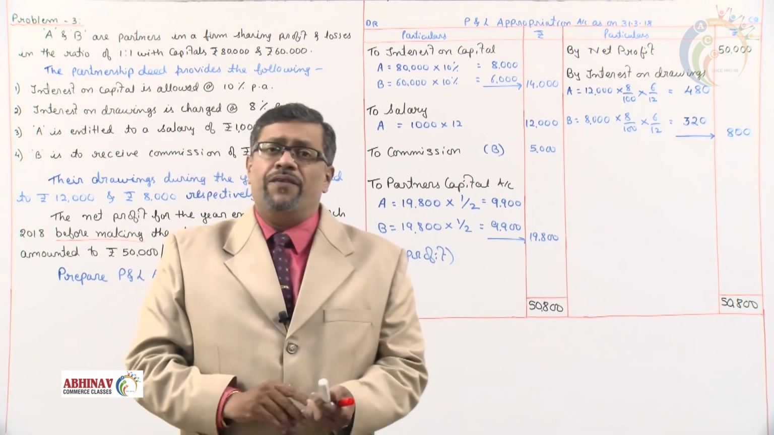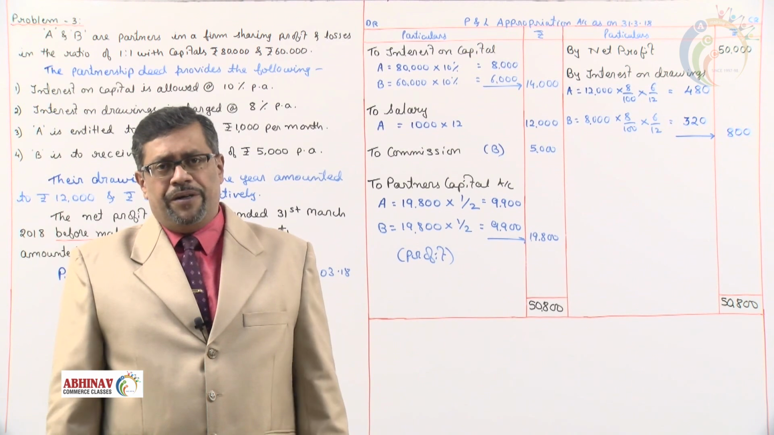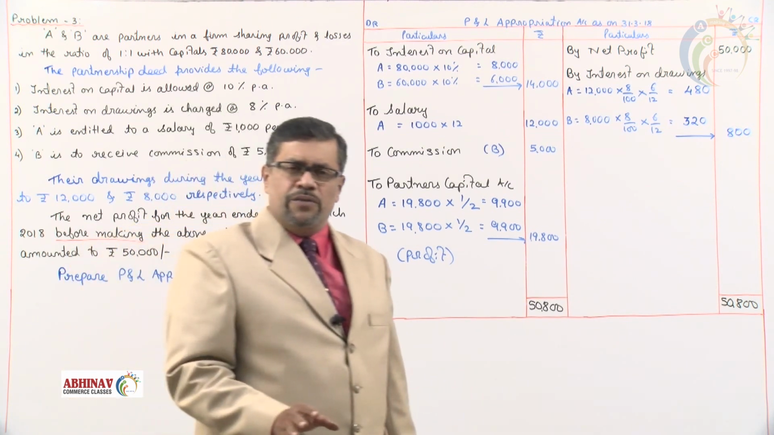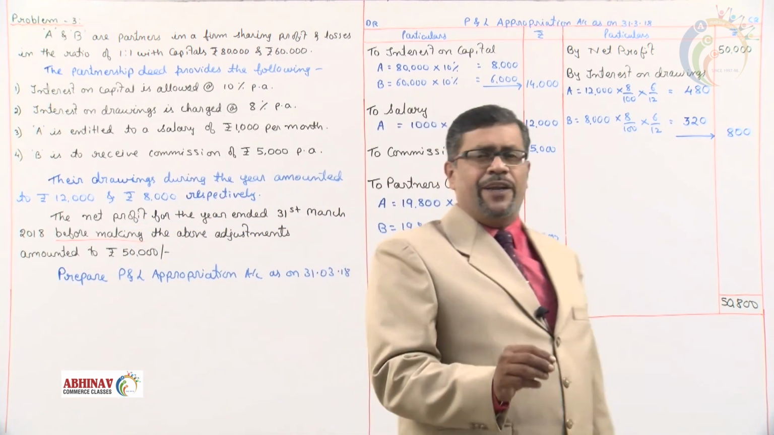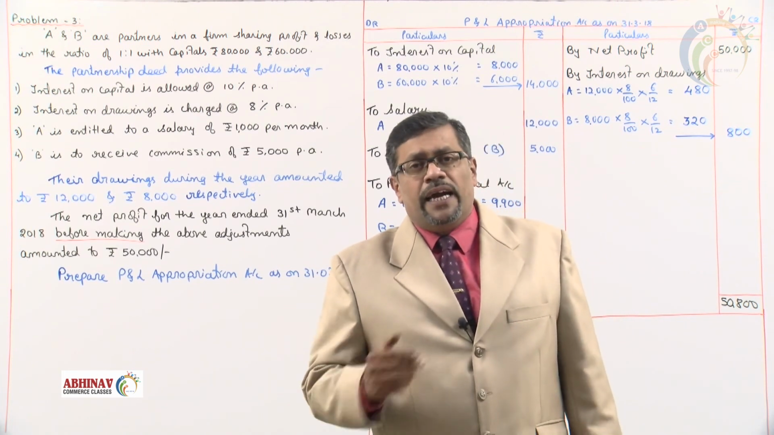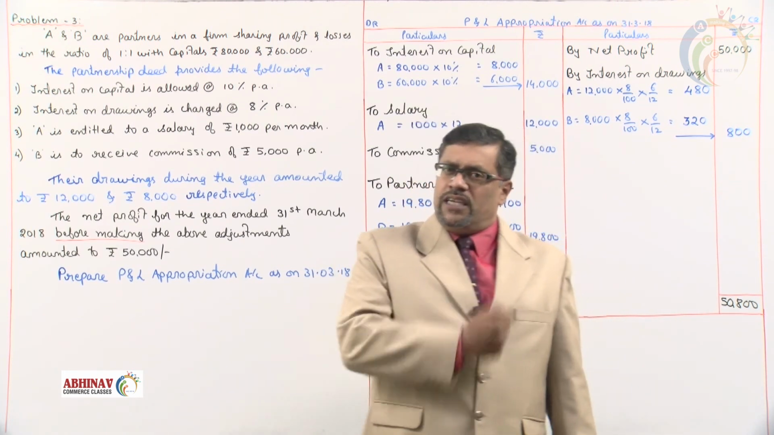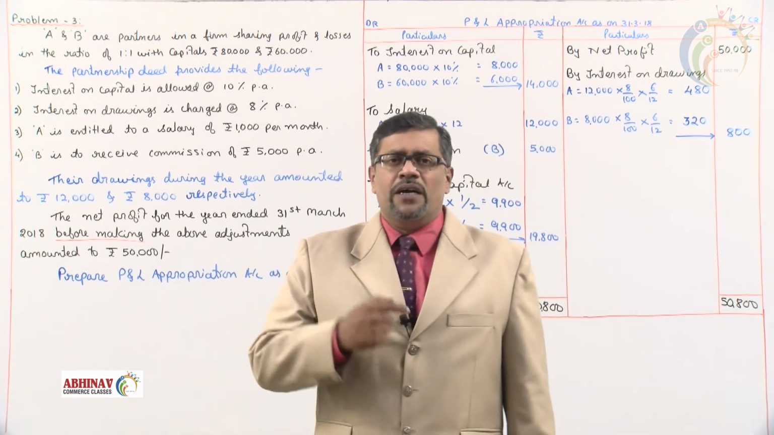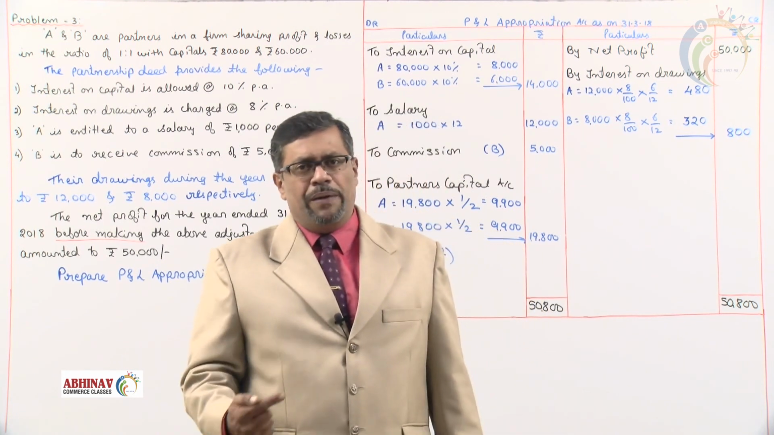This is how a profit and loss appropriation account is prepared. In this session, we have learned how to prepare a profit and loss appropriation account. We have solved problem number 3. In the next session, on the same profit and loss appropriation account, let us take up one more problem. Thank you.